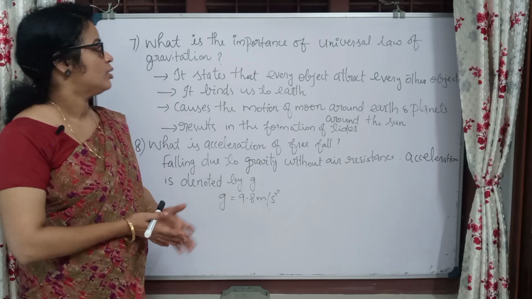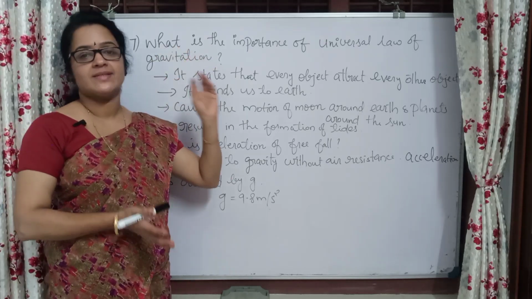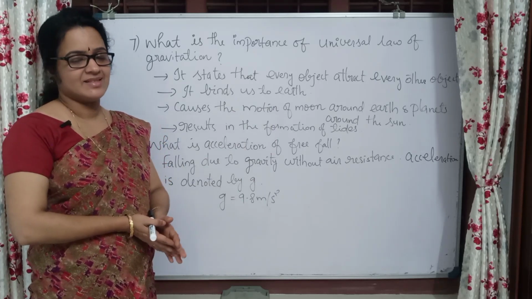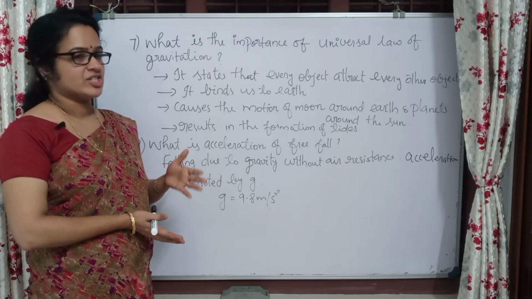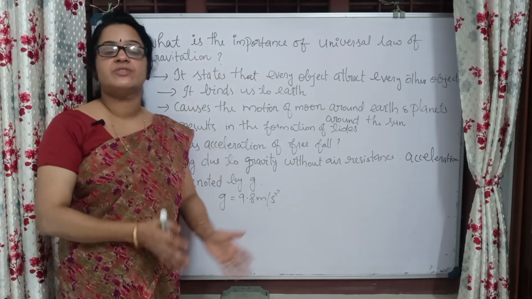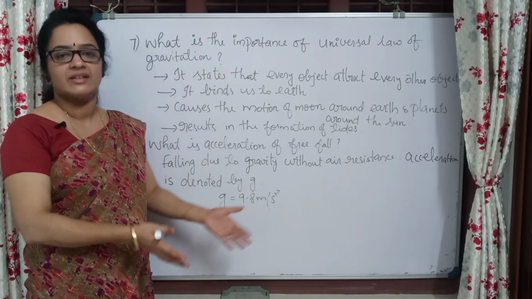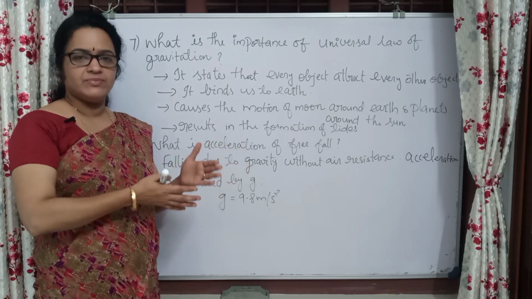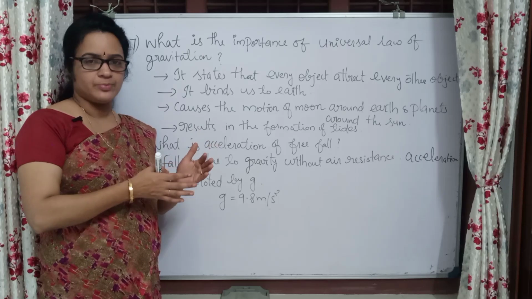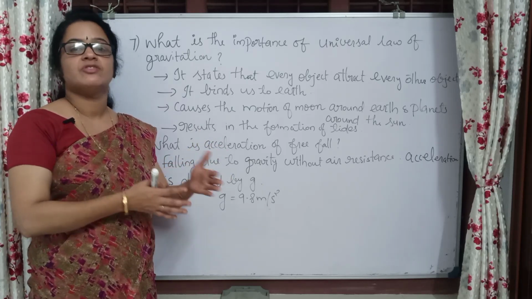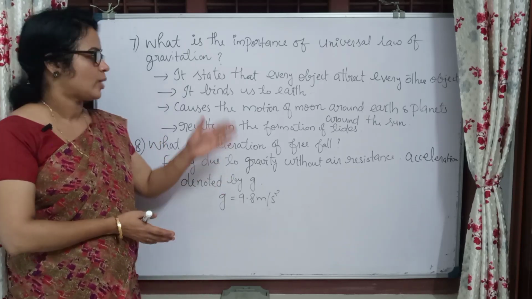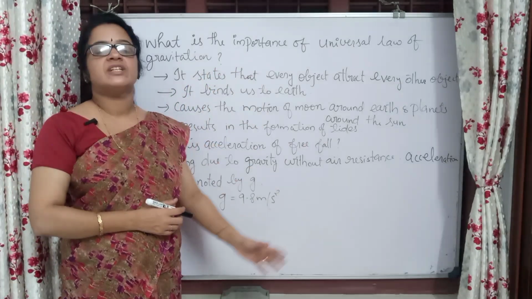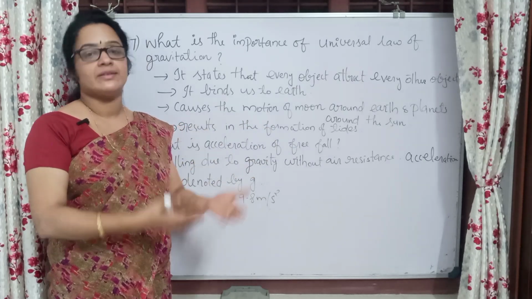It is a very important law, and what are the important points that you should remember when we talk about the universal law of gravitation? Yes, it states that every object in the universe attracts every other object. That magnitude is given as F is proportional to m1 m2 by r square, that is, proportional to the product of the masses and inversely proportional to the square of the distance.